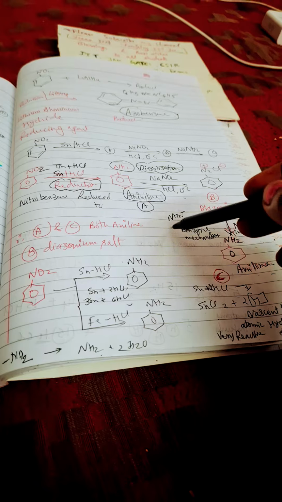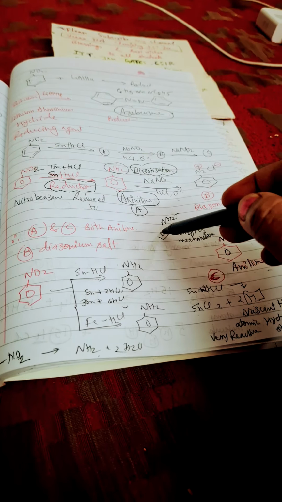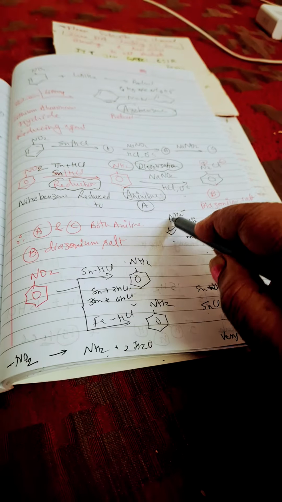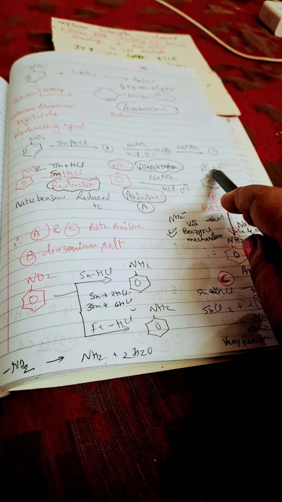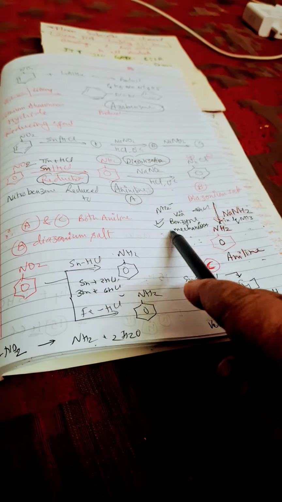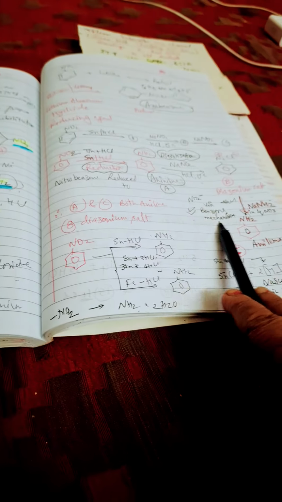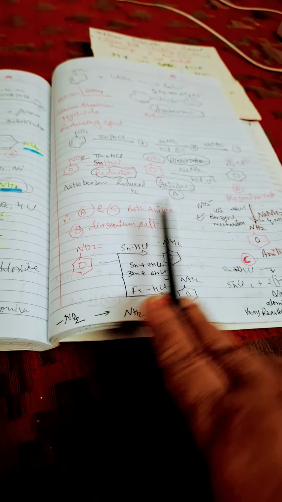And the benzyne mechanism I have also written deliberately, so that in an assertion and reasoning question you should know that NH2 negative is attacking this benzene diazonium group, and the benzyne mechanism will be there because benzyne is formed here. The intermediate is benzyne.